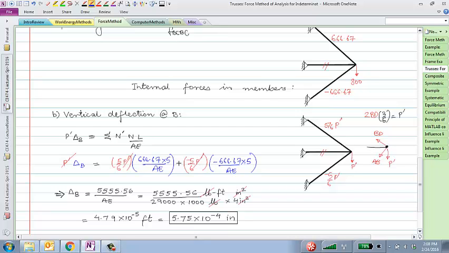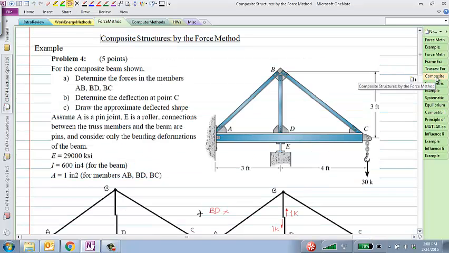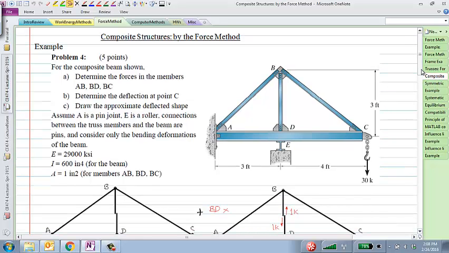Okay, so I'll let Dr. Liu do maybe a couple more problems on this. And let's go to composite structures. Looks like we're running short of time again.